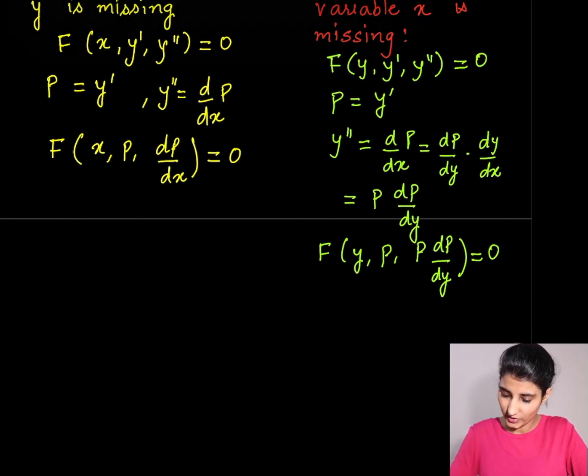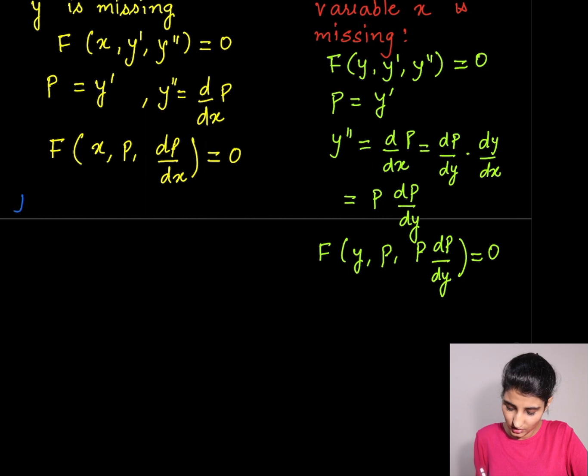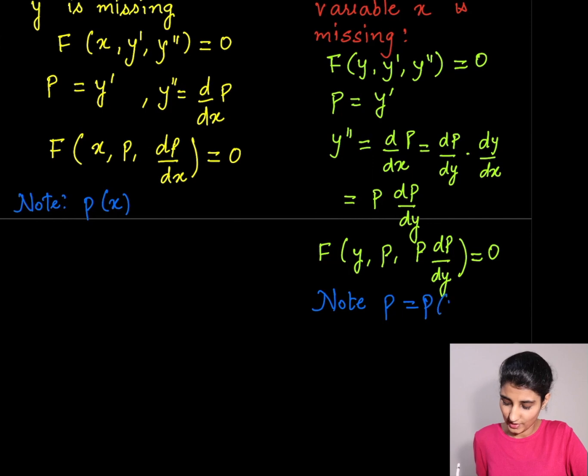Okay, so let's write down two important notes. In the first case p is a function of x. Here p is a function of y. So when x is missing, p is a function of y. Okay, two simple cases, and you will see that this method is actually very simple and easy to apply. You don't need to remember anything. Okay, let's see an example.